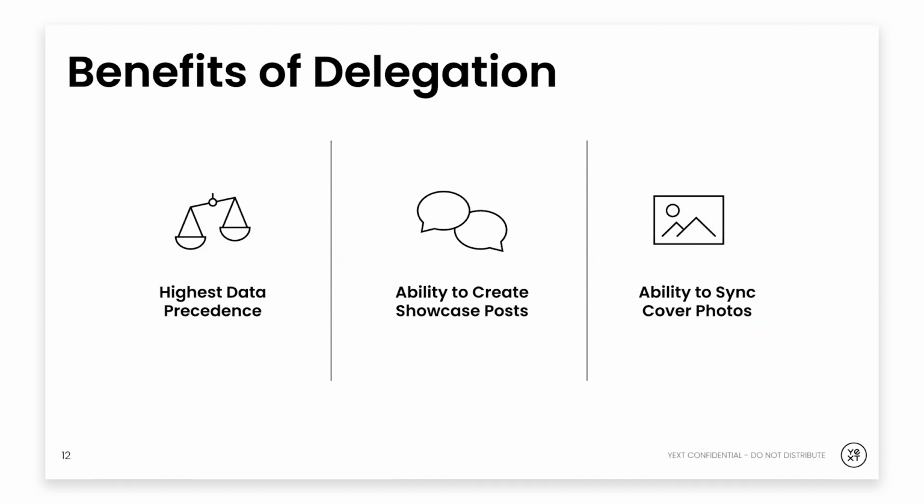So first here, you're going to have the highest data precedence. So again, because the data is in your own account and coming directly from the customer themselves, the business themselves, it will have that sort of highest data precedence for appearing on maps. The next is you're interested in showcase posts. So this is Apple's take on social posts. You're going to want to set up delegation in order to unlock this feature. Teddy will talk about this feature a bit more later on, but note this is for US businesses only at this time. And finally, the ability to sync cover photos is also something that's locked behind delegation. So another thing to note there.